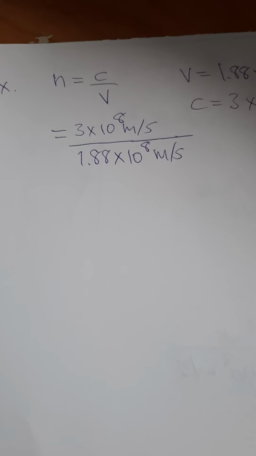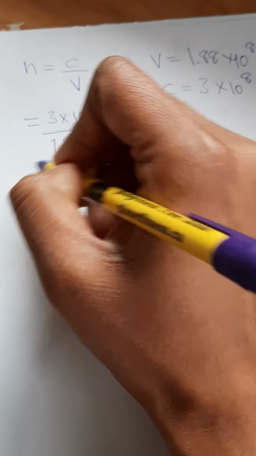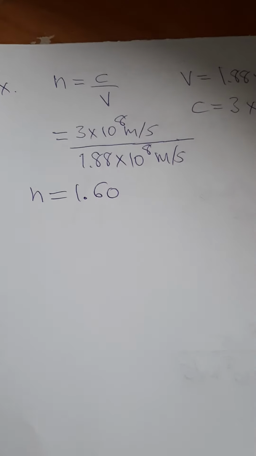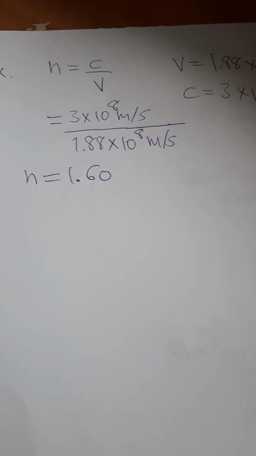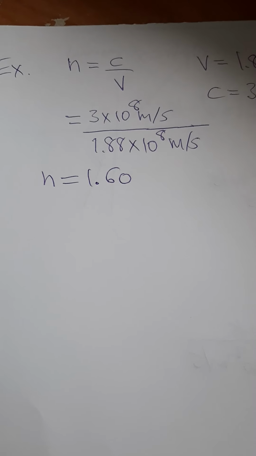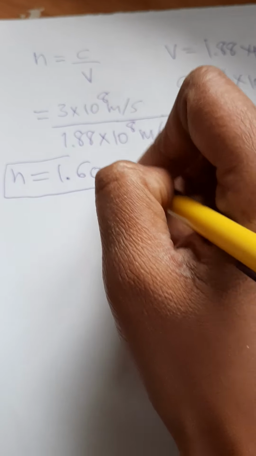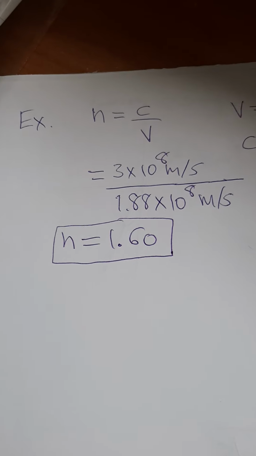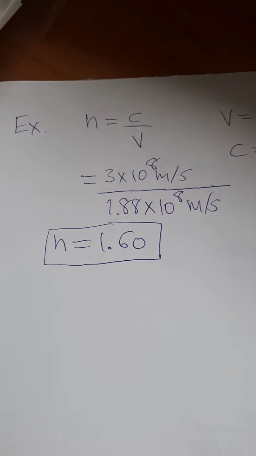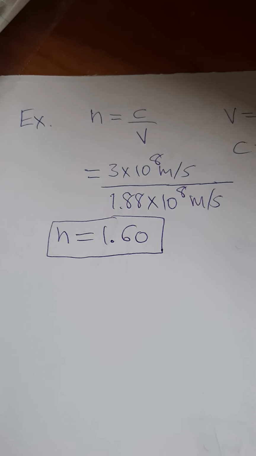So you could just do 3 divided by 1.88. Whenever you're rounding the value of N, because this is the index of refraction, it tells you how much the ray of light is bending by. You should always make sure that you're rounding it to 2 decimal places here. So I'm just going to box my answer here, and this is what the final answer is going to be. You can see that the equation is actually very simple. I just need to apply the formula and plug in the values that are given to you.